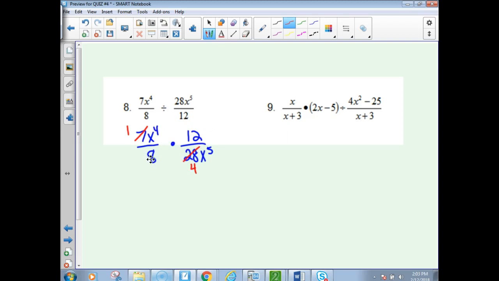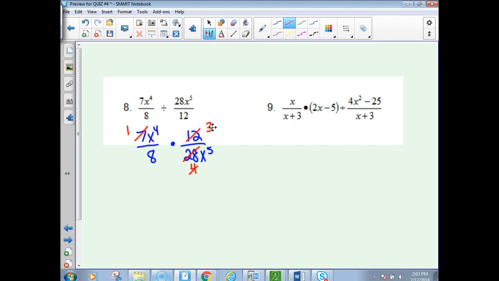8 and 12 have a common factor of 4, or you can go vertically. It's up to you. I think it'd be easier to go vertically. So 4 goes into 12 3 times. So now I've got, I think I'll wait a second if that's okay.